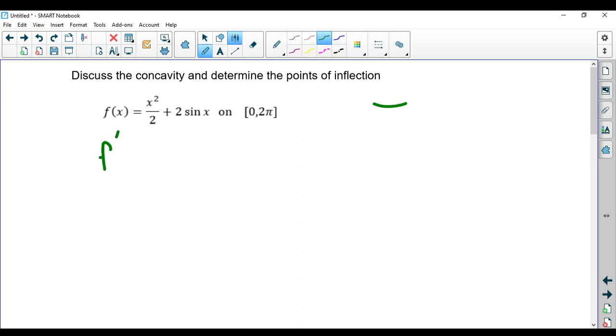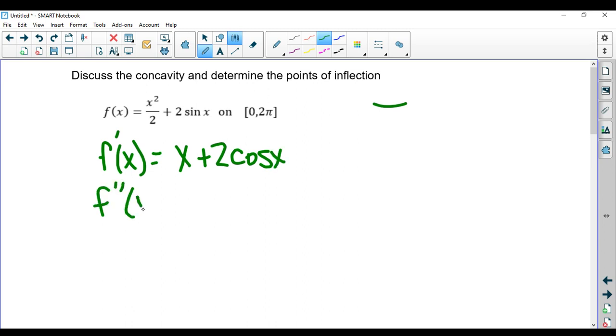This derivative should be easy. The first derivative is just x plus 2 cosine of x. And then the second derivative is 1 plus 2 times the negative sine of x, so 1 minus 2 sine of x. To find the possible points of inflection, we're going to find out where that equals 0.